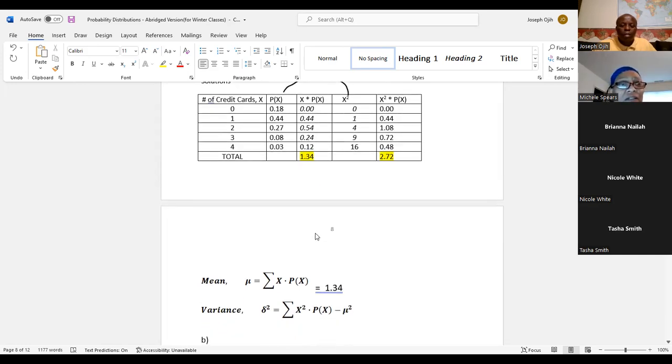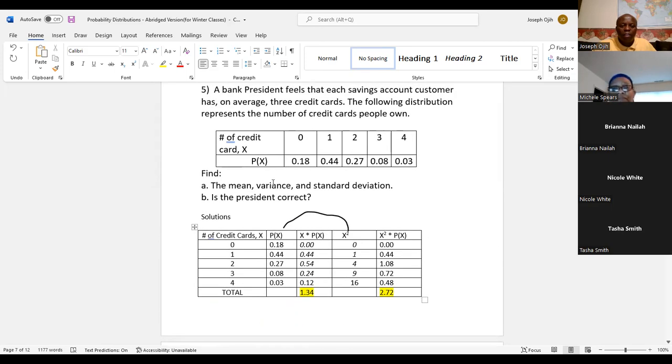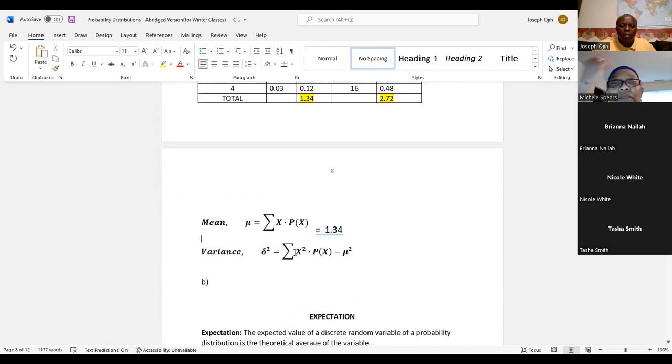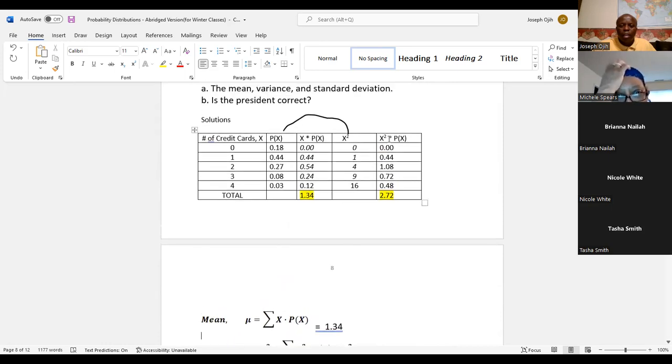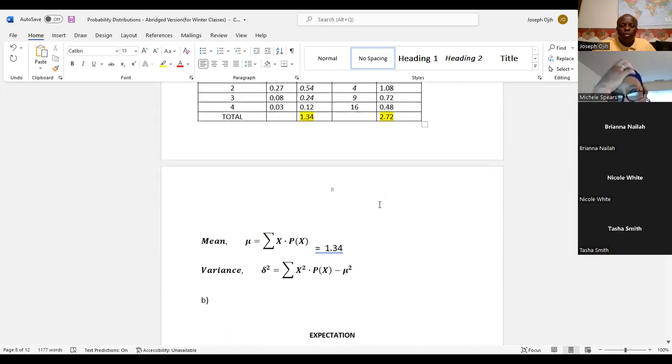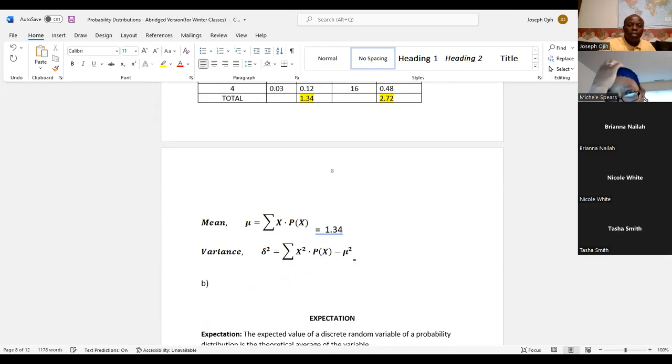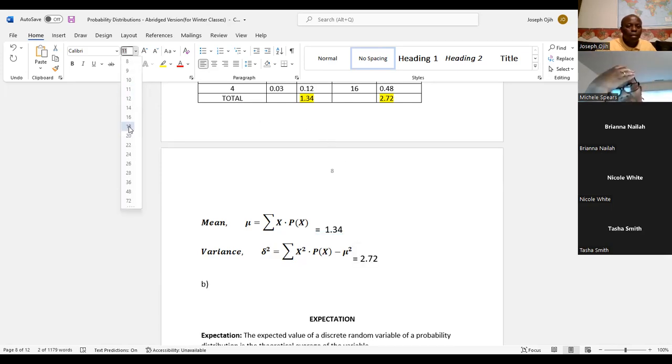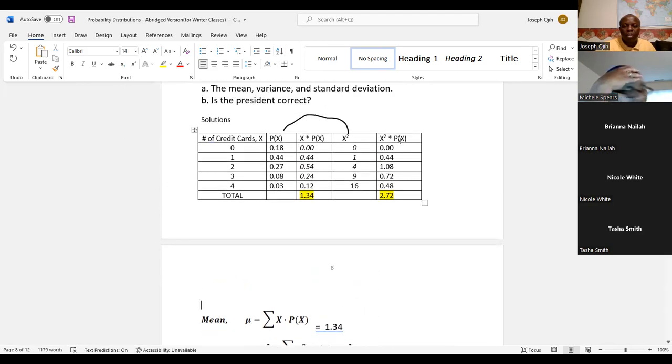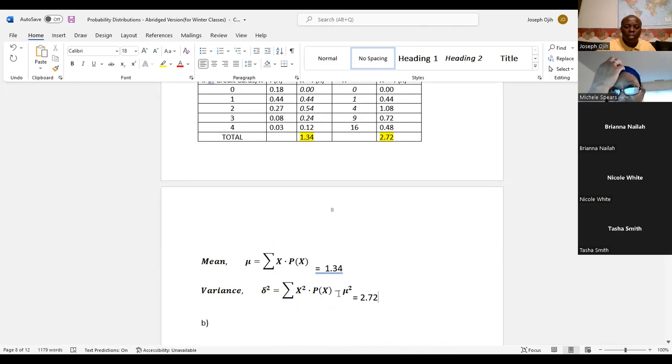All right. Then the second one is the variance. So find the variance. And for variance, we have the formula here: sum of x squared times px minus the mean squared. This is x squared times px. This is the sum right here, which is 2.72. Okay, let me make it big. So 2.72 is the sum of x squared times px minus the mean squared.